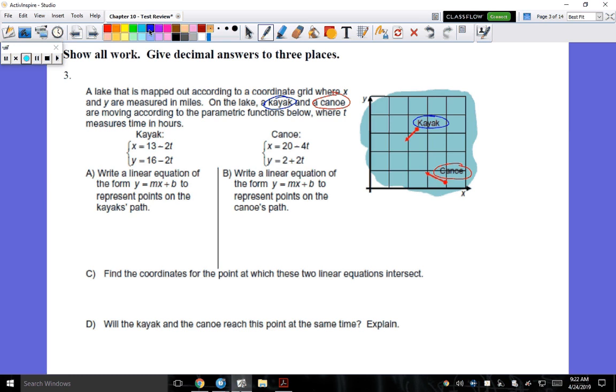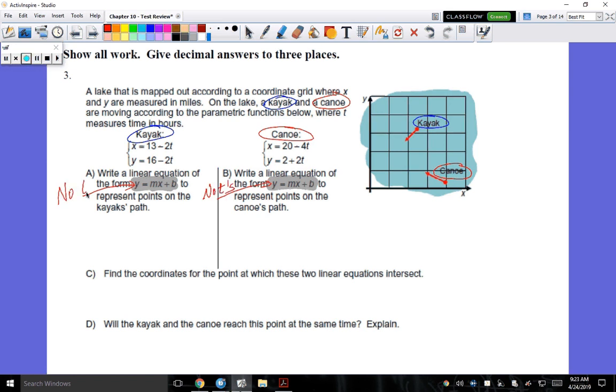So the kayak is moving this parametric equation, and this parametric equation grouping is showing the x and y for the canoe. Okay, so we're going to write a linear equation for both of these. So I'm going to do them both at the same time so you can compare and contrast and see how we get x and y parametric equations to basically a rectangular form where there's no t's involved. And it's just y equals mx plus b.